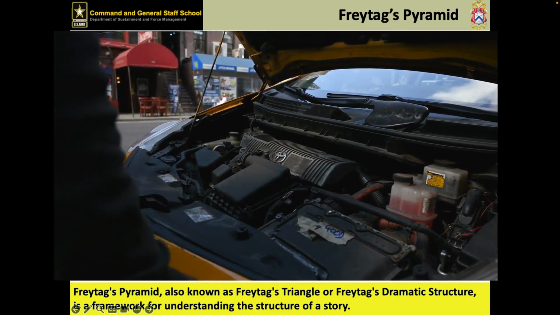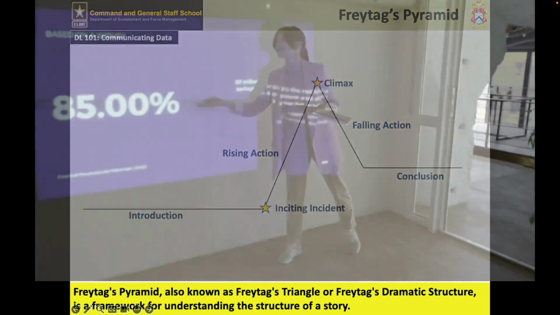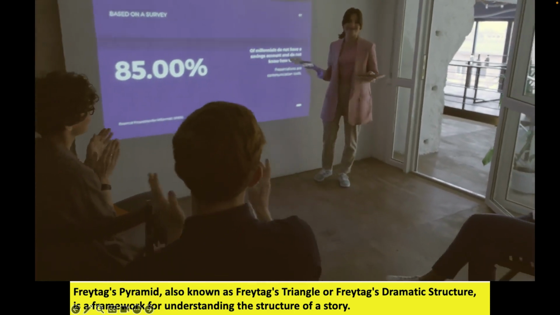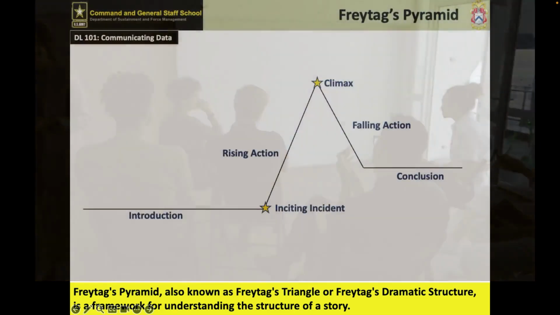unexplained maintenance issue. Falling action follows the climax and begins to resolve the conflicts. This can involve discussing actions taken to address the identified issues and their initial outcomes. Conclusion, or the resolution, also called the denouement. This provides closure, summarizing the findings and offering some final recommendations. So by following Freytag's pyramid, you can structure your data stories to be engaging and impactful and effectively communicate complex insights to drive decision-making.